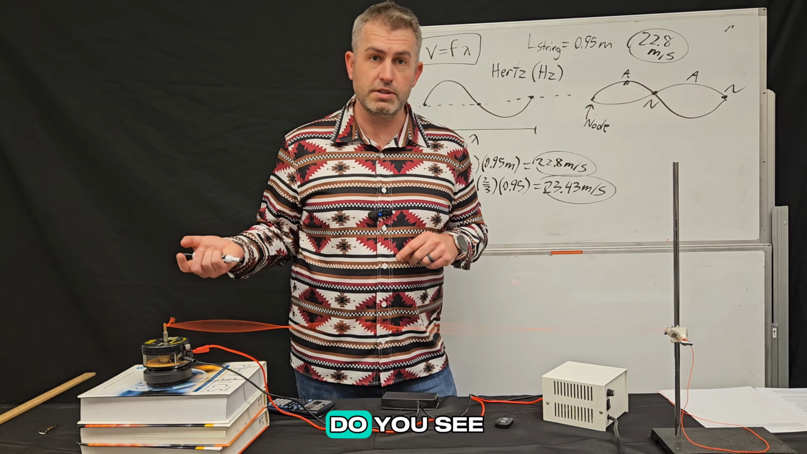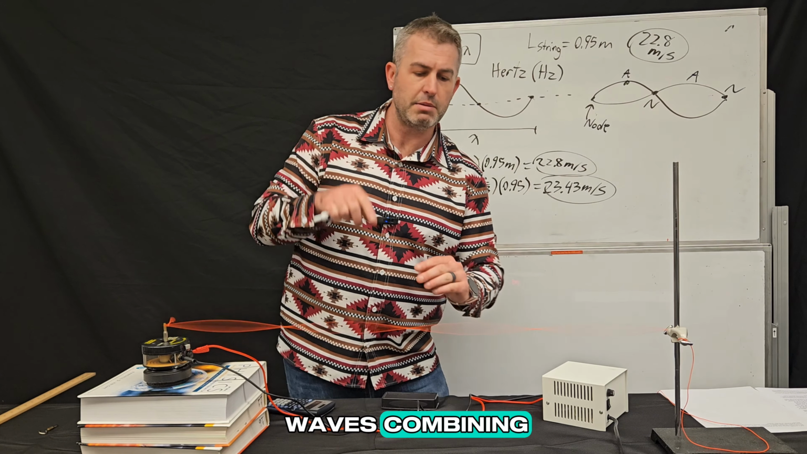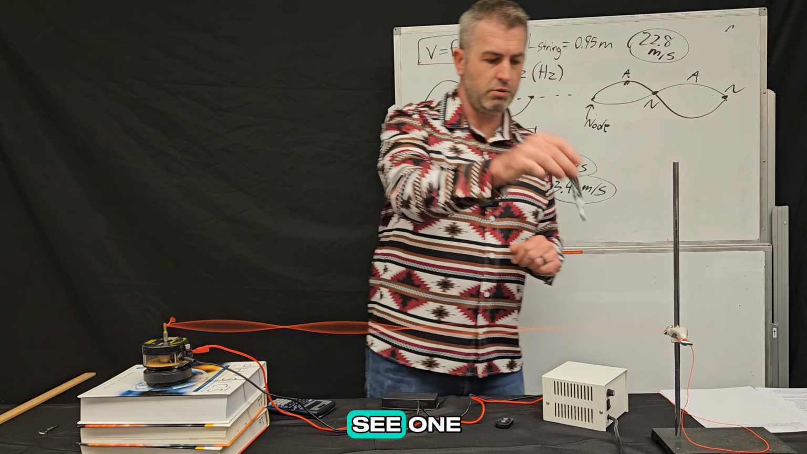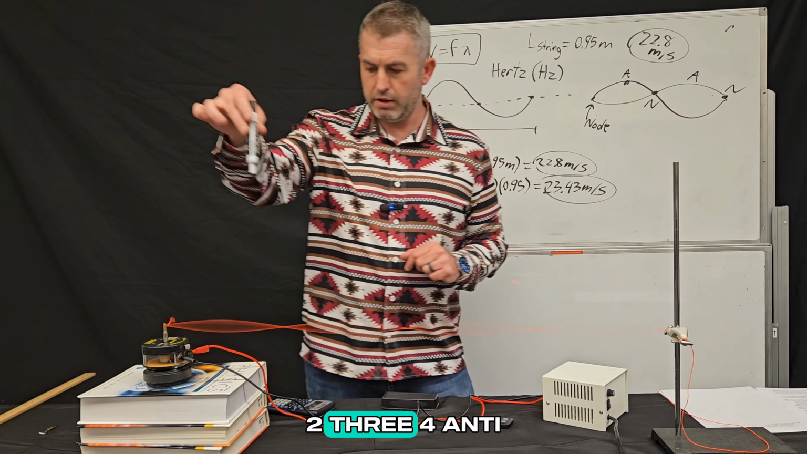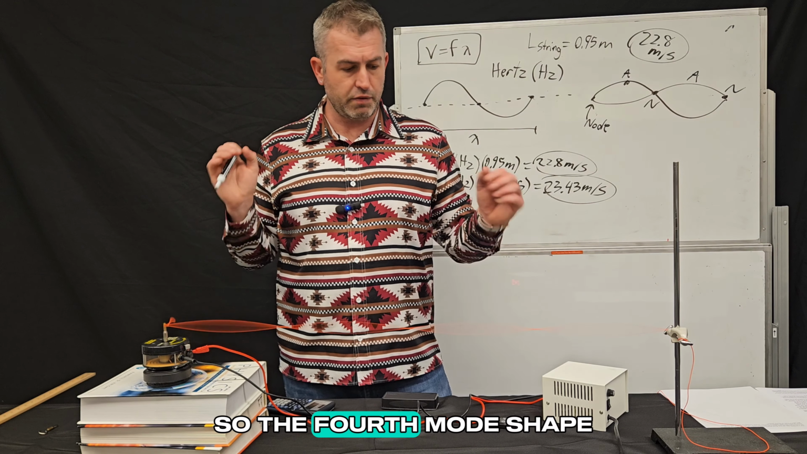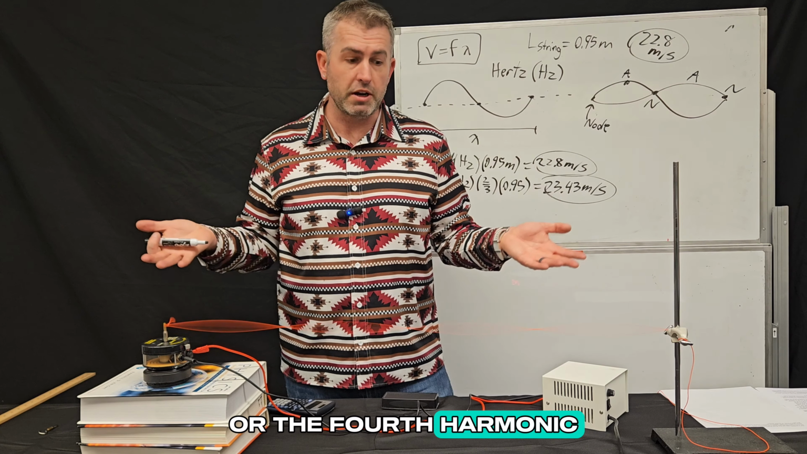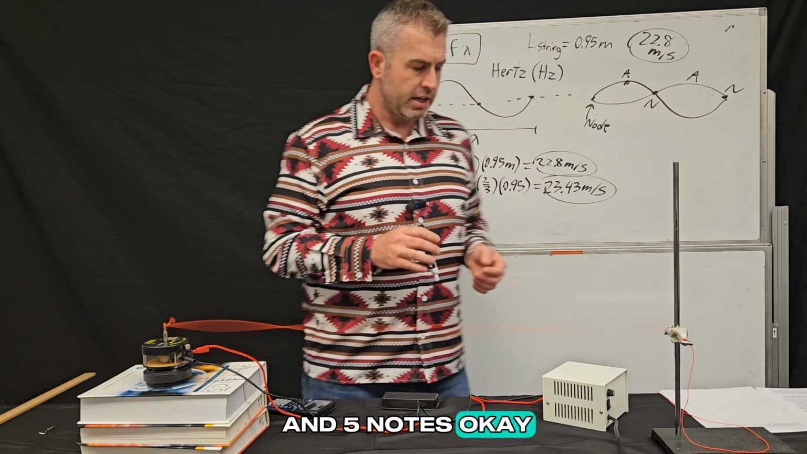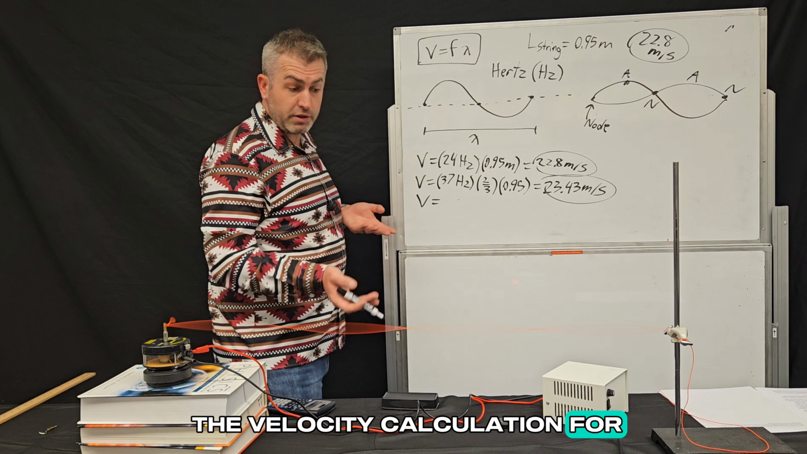How many antinodes do you see? Well, how many places do you see the waves combining amplitudes and becoming a large amplitude wave? I see 1, 2, 3, 4 antinodes. Okay, so the fourth mode shape or the fourth harmonic has 4 antinodes and 5 nodes. Okay, so I can run the velocity calculation for this mode shape too.